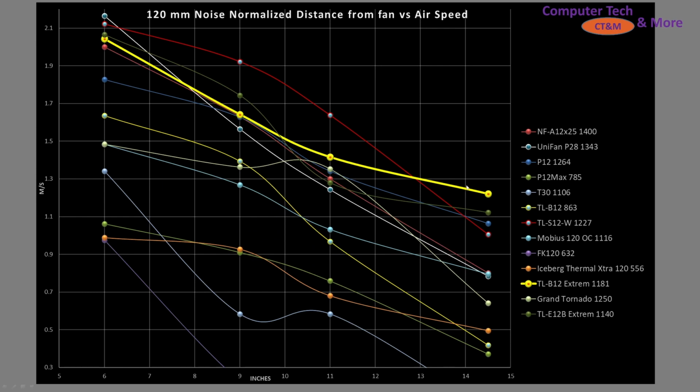Here is the TL-B12 Extrem noise normalized results at my noise normalized specified value of 11 decibels, and it's towards the top of the charts. Now, is it at the tippy top? Not quite, but it is well up there. The TL-S12 is the only one doing better, except for at larger cases. So it might be the best 112mm class fan for larger cases.